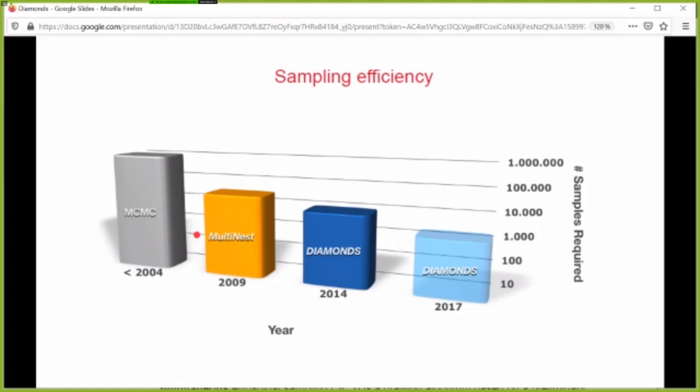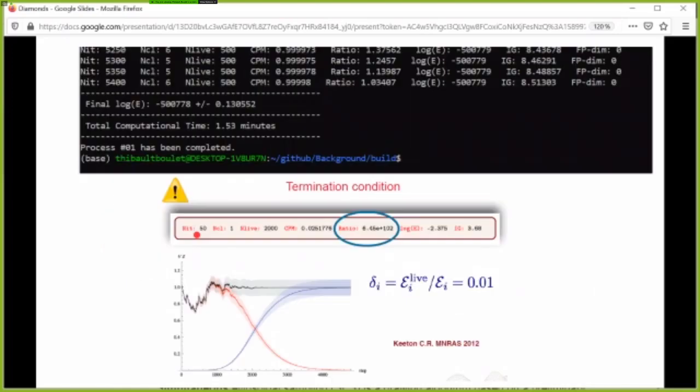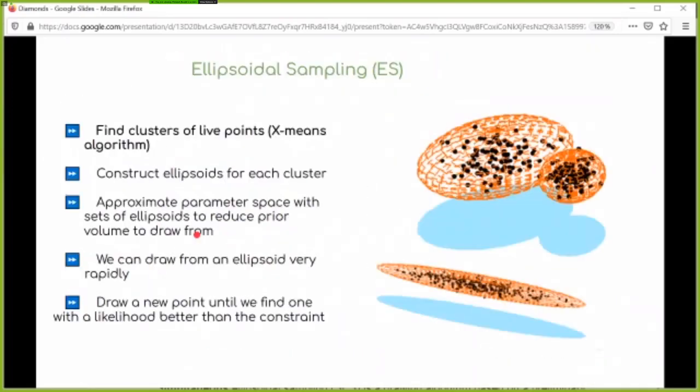Well, it's better because, contrary to a Markov chain, you do not go through your parameter space with a lot of lines in parallel, which requires a lot of computational power. You use clustering, and based on this clustering, you use ellipsoids, and it's a faster and more efficient way to sample your parameter space.